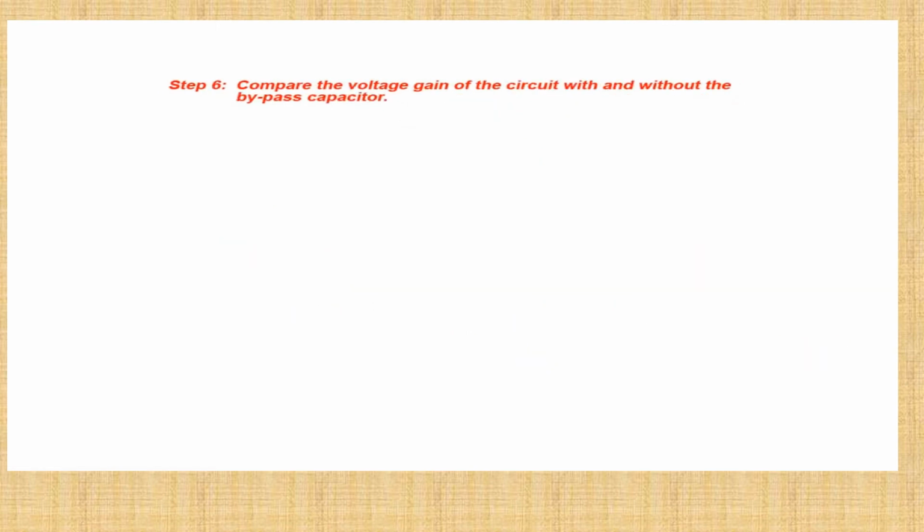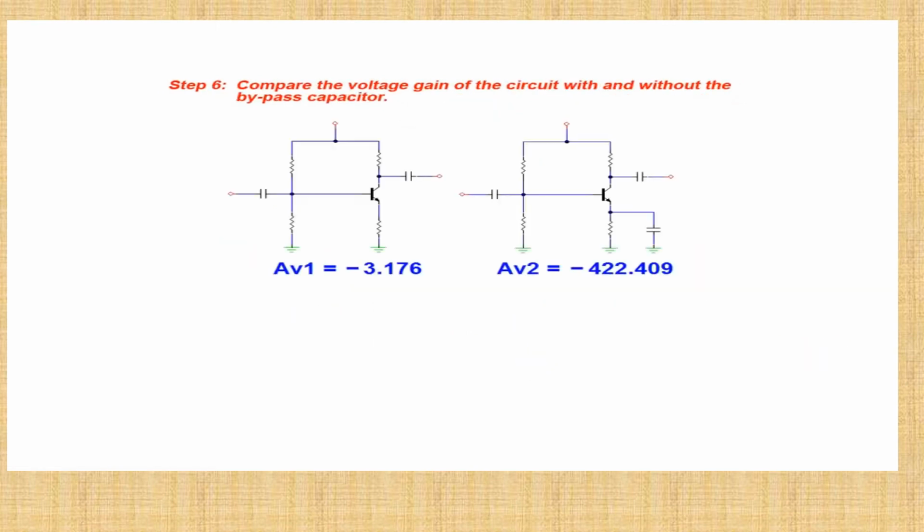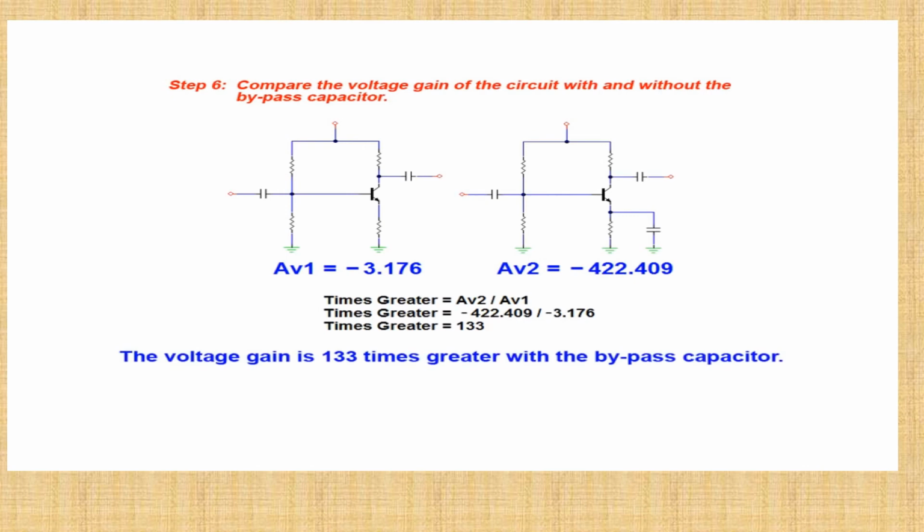We are now ready to move on to the last step in our solution and compare the voltage gain of the circuit with and without the bypass capacitor. This is accomplished by evaluating the ratio of the two individual voltage gains. As can be seen by the result of this calculation, the voltage gain is 133 times greater with the bypass capacitor in place.